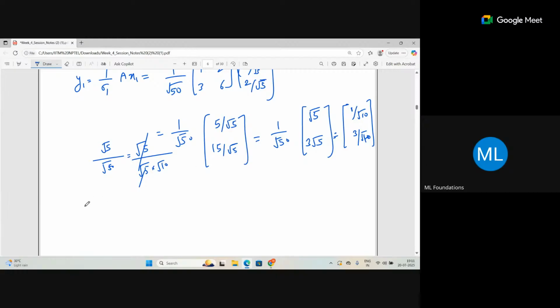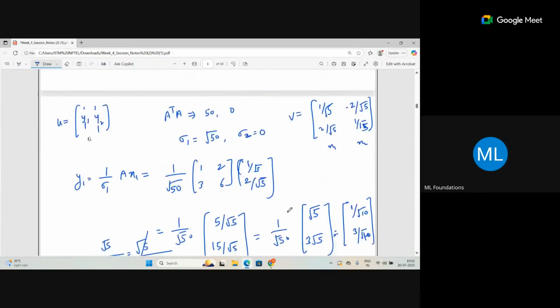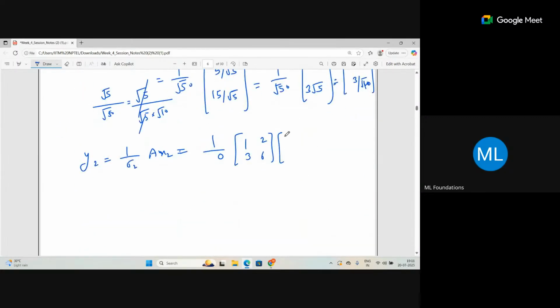Now, how to find y2? y2 is 1 upon sigma 2 A x2, right? But sigma 2 is 0. A is your 1, 2, 3, 6. And what is this x2? It is minus 2 by root 5 and 1 by root 5. Suppose I do this calculation, that is fine. But what is here? It is infinity, right? That's the problem. I'll not be able to get it.